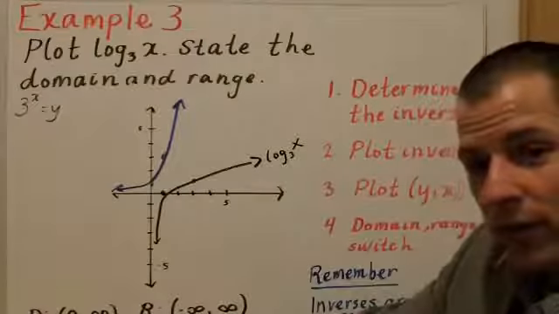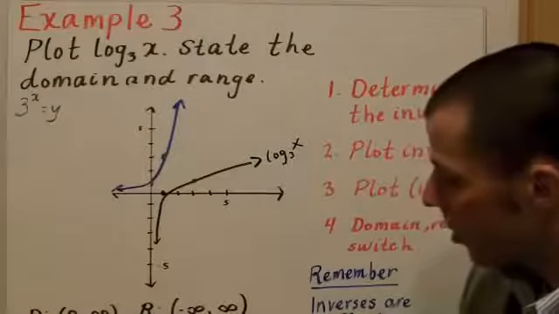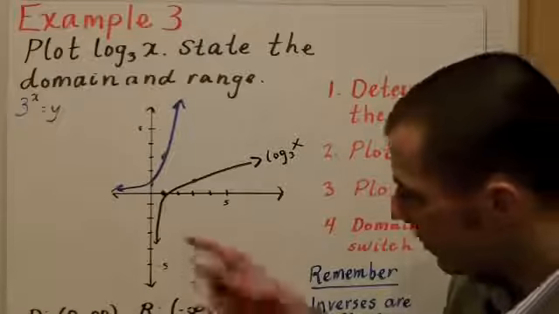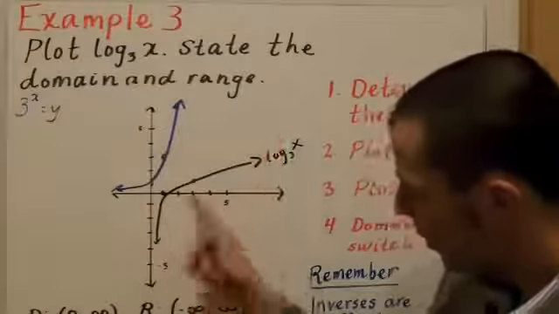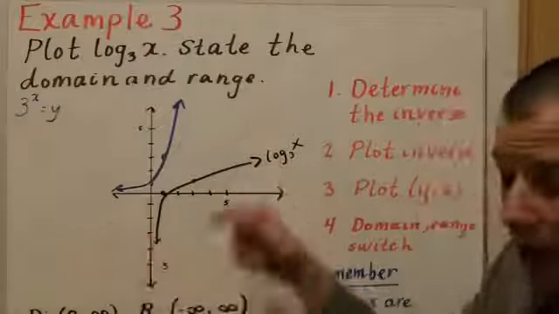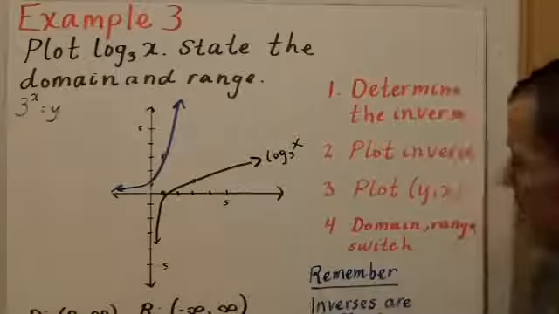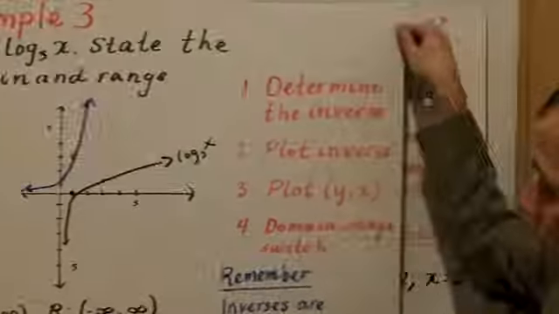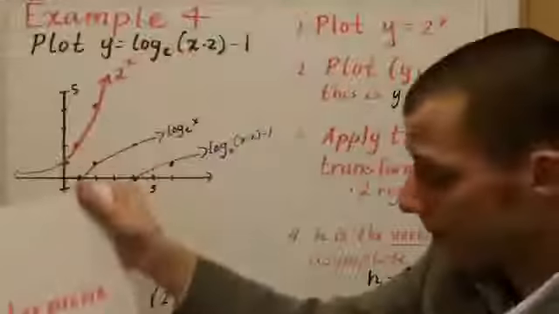Domain is 0 to infinity. Range is all real numbers, negative infinity to infinity, and you should see that from the graph. Remember, inverses are just reflections over the y equals x line. So if you drew that y equals x line, you could reflect over. So just remember that.